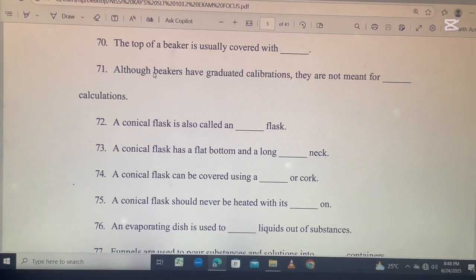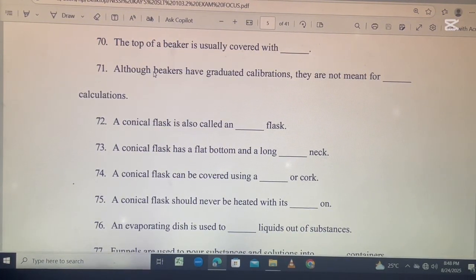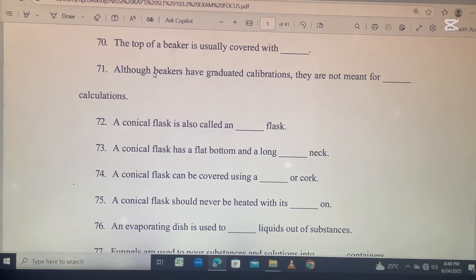Number 71. Although beakers have graduated calibrations, they are not meant for precise calculations. Even if they have graduated calibrations labeled on them, you cannot use them to make very precise, very accurate calculations. Now, a conical flask is also called an Erlenmeyer flask. Erlenmeyer is spelled Erlenmeyer. Number 73.